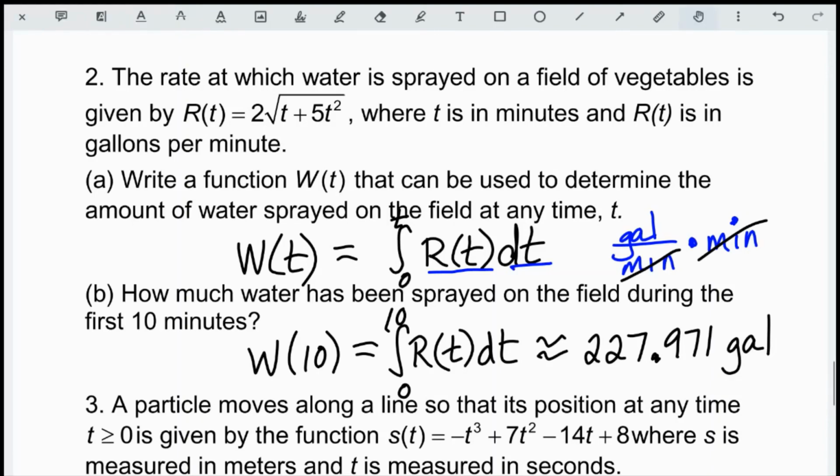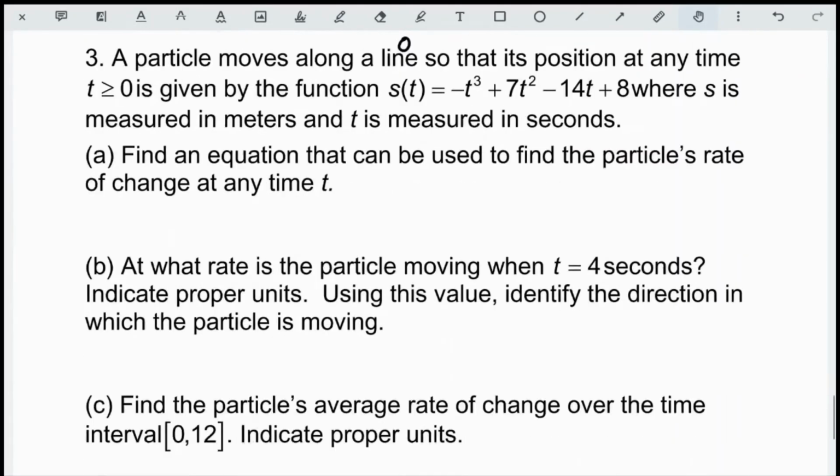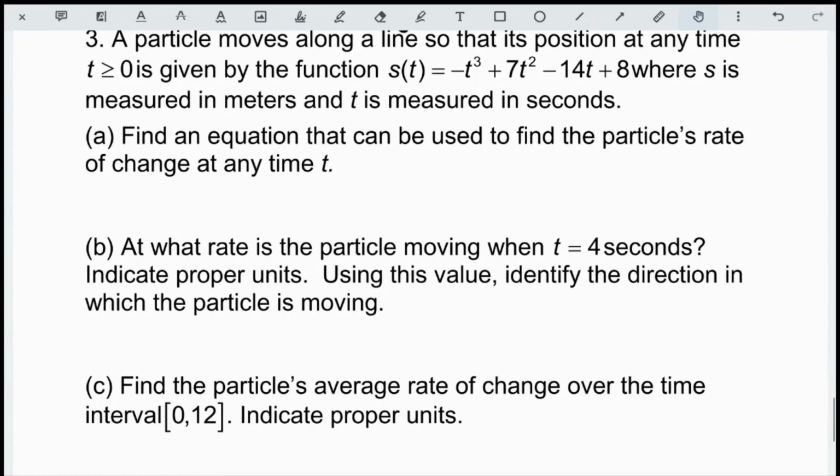Okay, so there's one more problem here that I want you to try. And this one's actually a motion problem again. But remember, if you're allowed to use a calculator, you really should use a calculator because it's going to save you a lot of time. So we're given a position function here, and they are talking about rate of change, and they're also talking about average rate of change. So I want you to take a few minutes and try this out using a calculator.